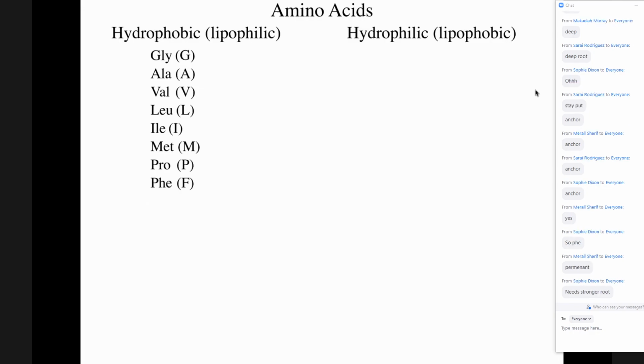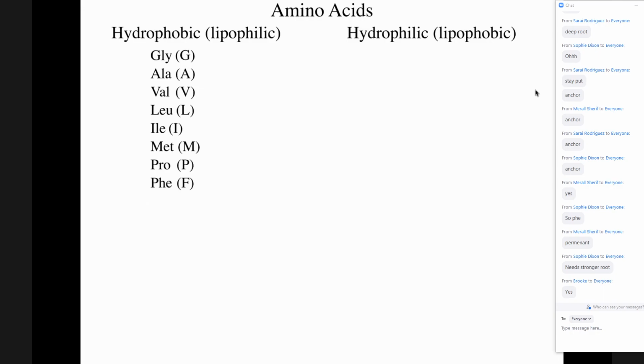Stronger root. It's a bigger structure. Plus, is the benzene ring, the phenyl ring, planar? Sure. And do planar things go into the cell membrane easier than 3-dimensional things? It actually anchors in really nicely. So phenylalanine is the best of the hydrophobics to put into a channel protein to hold it in place.